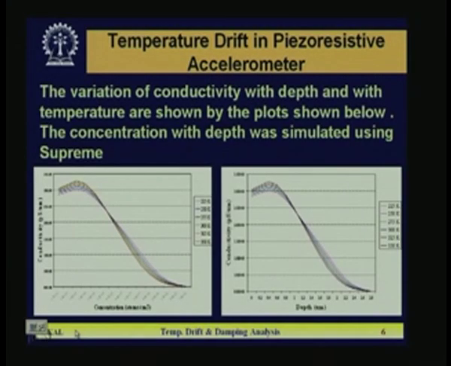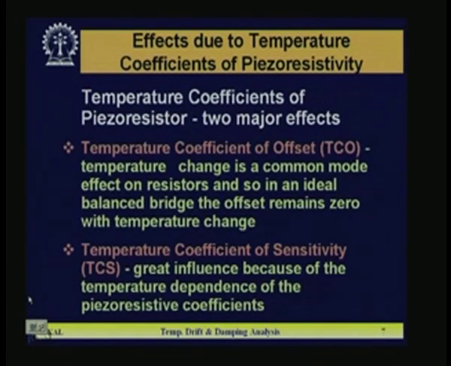Now the next parameter is the second parameter. We will see how that also is going to change, and that is the temperature coefficient of piezoresistance, that means the piezoresistance coefficient effect. So there are two major effects. One is the temperature coefficient of offset and the second is the temperature coefficient of sensitivity. Temperature coefficient of offset is defined by the temperature change. This temperature change is a common mode effect on resistors, and so in an ideal balanced bridge the offset remains 0 with temperature change.